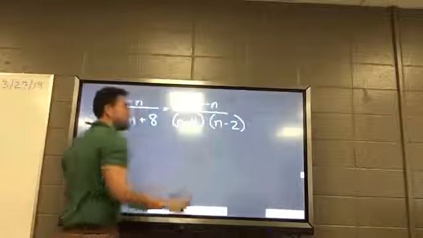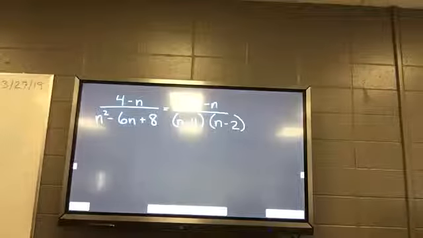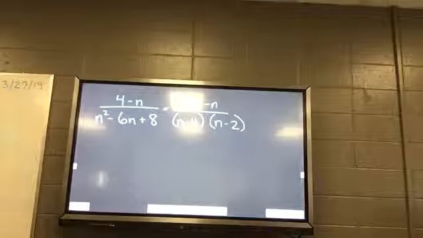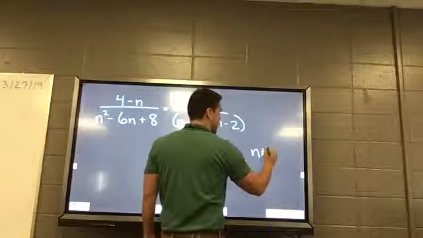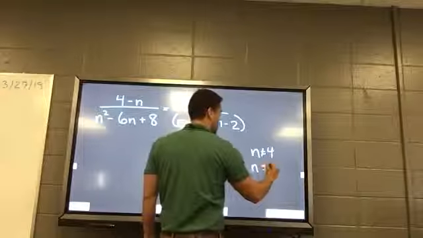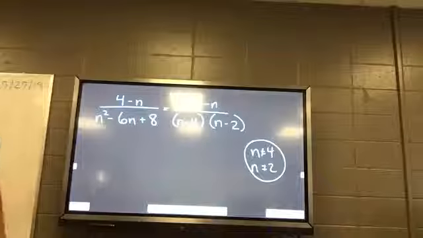All right, just get me the excluded values. How do I know that there are 2? Because the degree is 2, the highest power is 2. All right, what are those excluded values? N cannot equal 4 and n cannot equal 2. Any questions on excluded values? That's okay. I'll go slower.